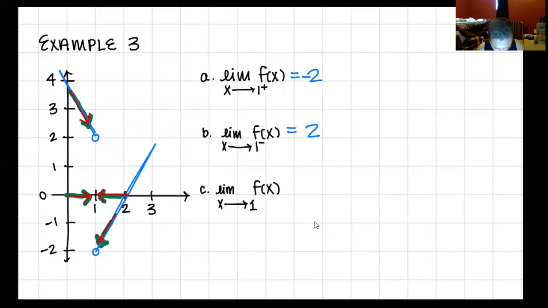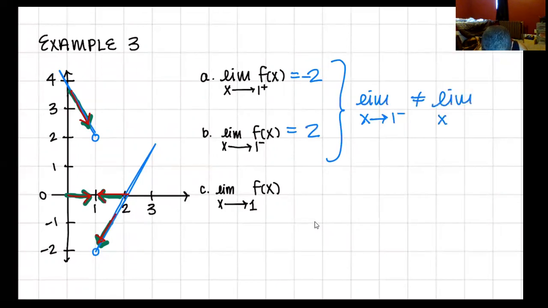Now recall the theorem. The limit as x approaches 1 will only equal some value L if the limit from the right equals the limit from the left. But we can already see that the limit from the left is not equal to the limit from the right. So in that case, we say that our limit does not exist. And I'm going to use that DNE shorthand.